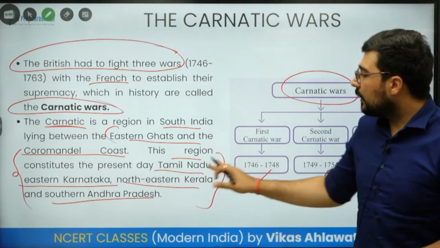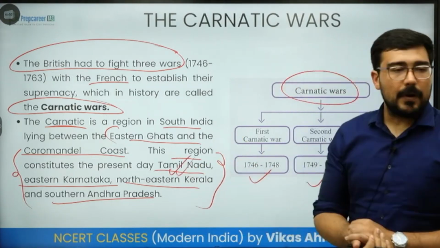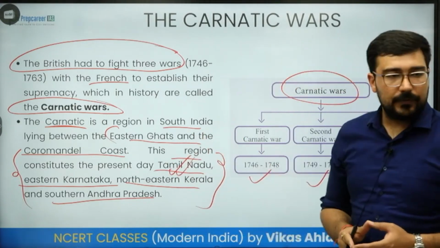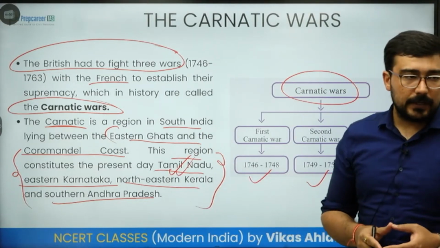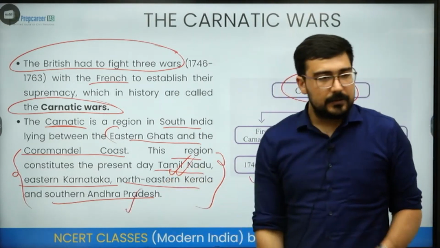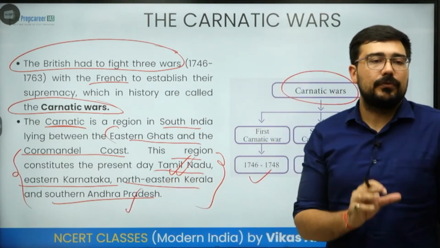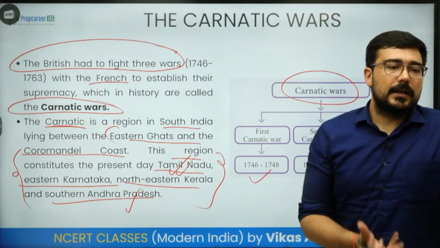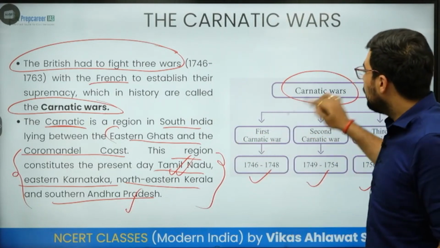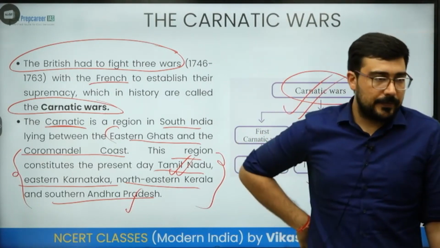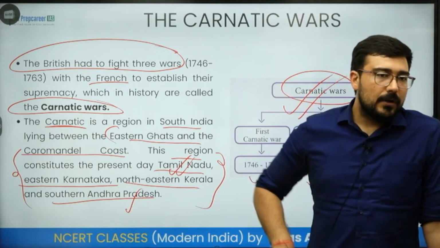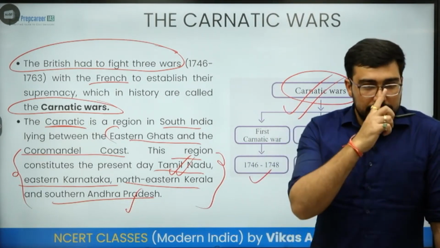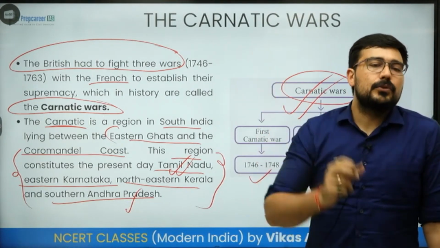So this is the Carnatic region. Tamil Nadu is completely part of it, the eastern part of Karnataka, northeastern part of Kerala and the southern part of Andhra Pradesh. So when we combine this geographical region, it is known as Carnatic. And this is where we find 3 wars were fought. Okay, among these 3 wars, first war and the third war were directly linked to the European politics.